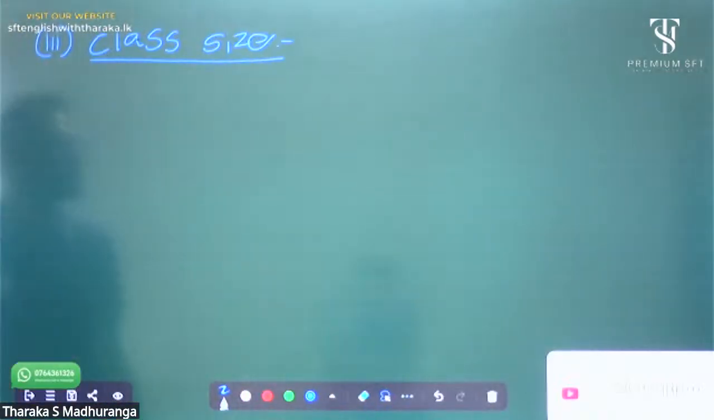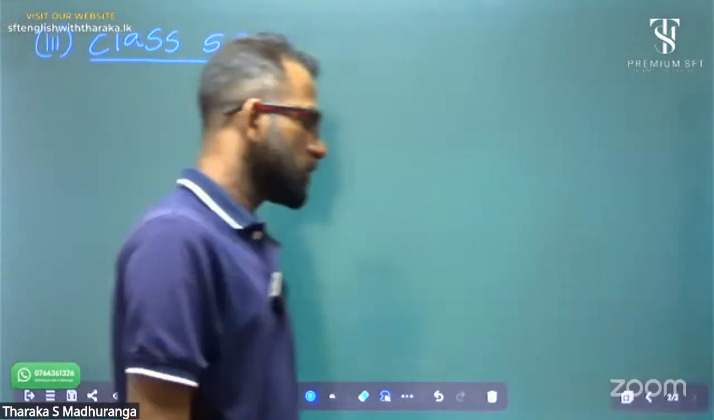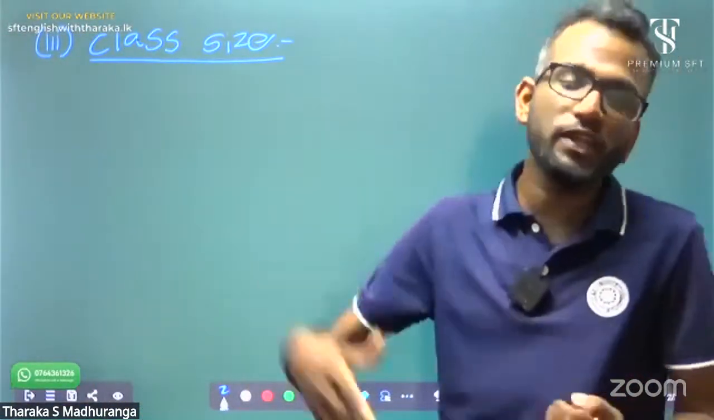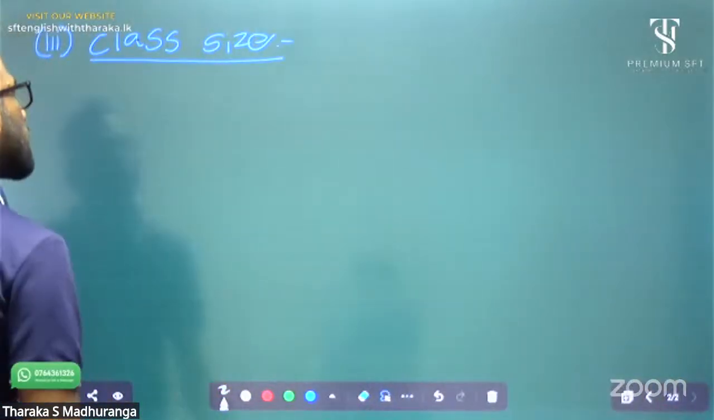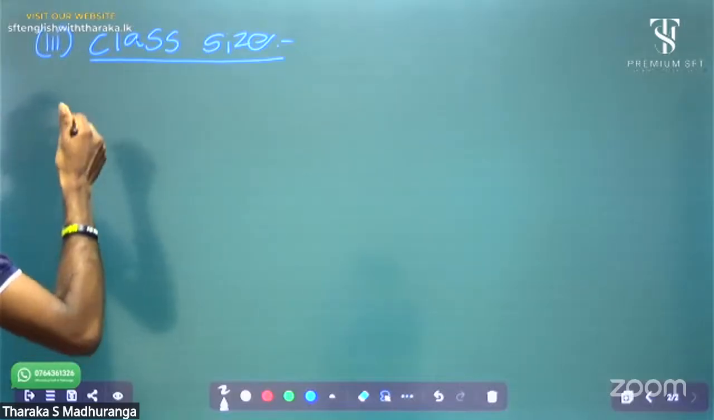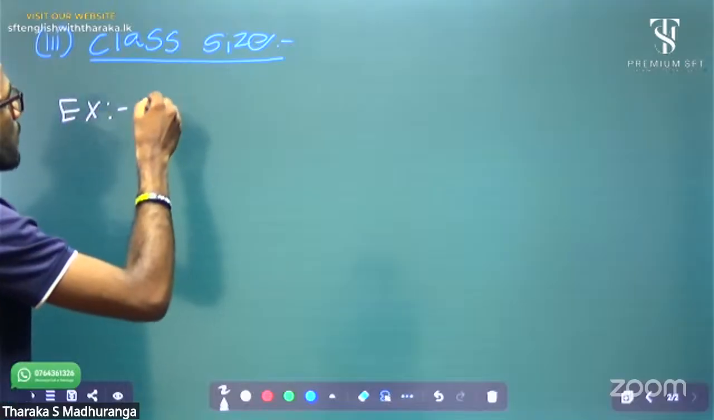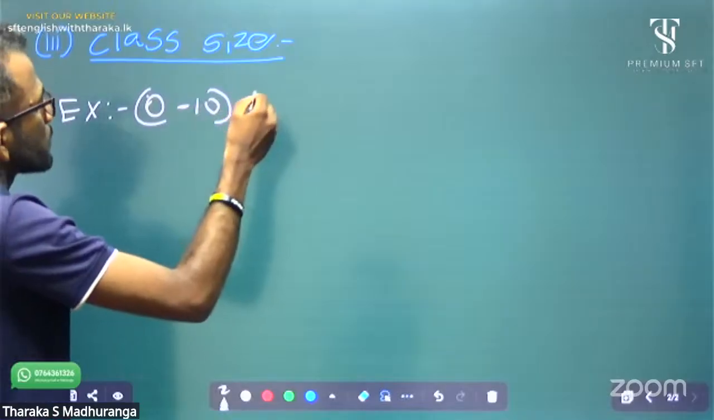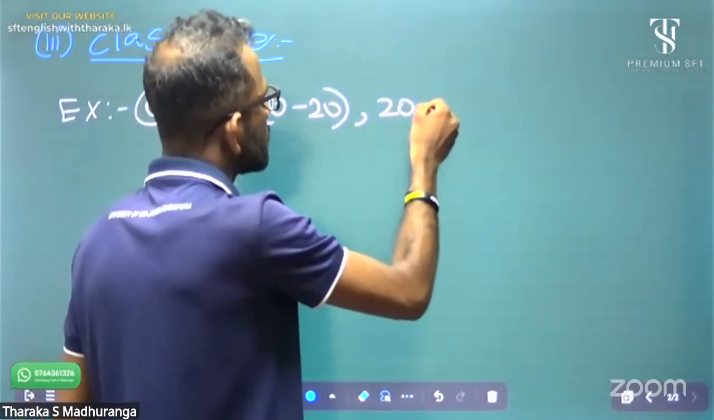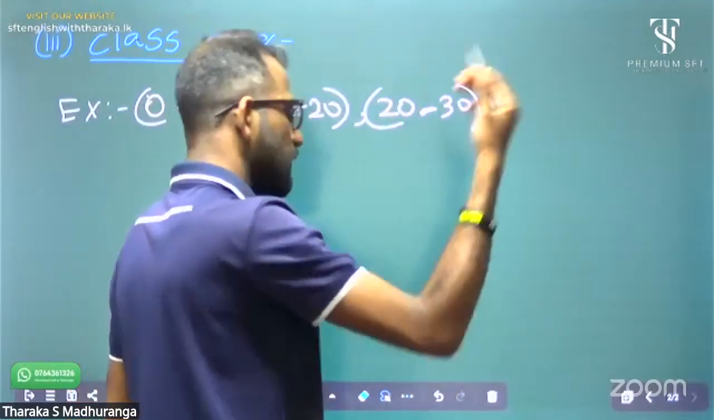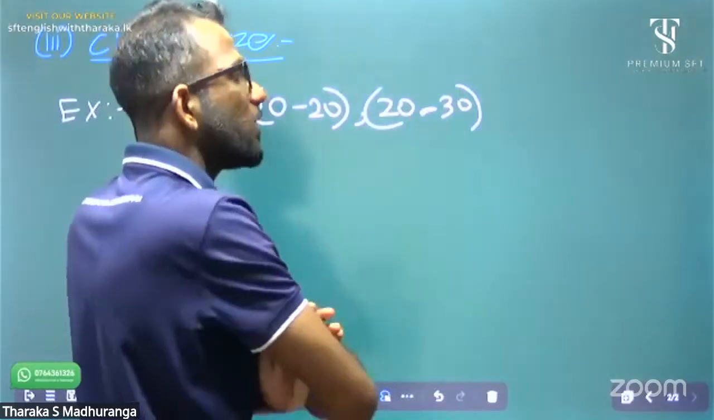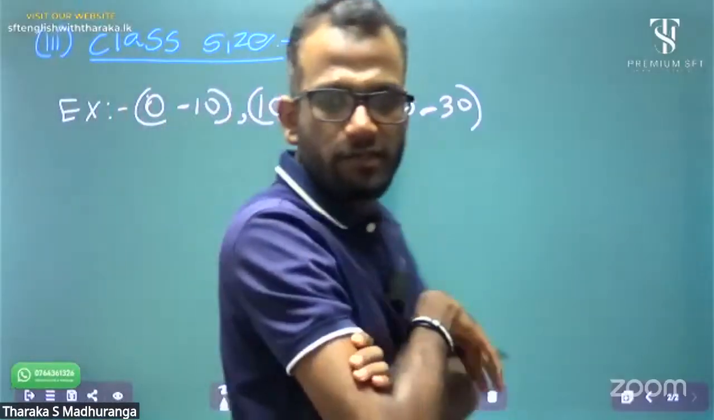What's the meaning of class size? It's simple. It is the maximum number of different data that can be included in a class. As an example, for a continuous one, let's use the same example as previous: 0 to 10, 10 to 20, 20 to 30. Class size means the maximum number of different data that a single class can have.